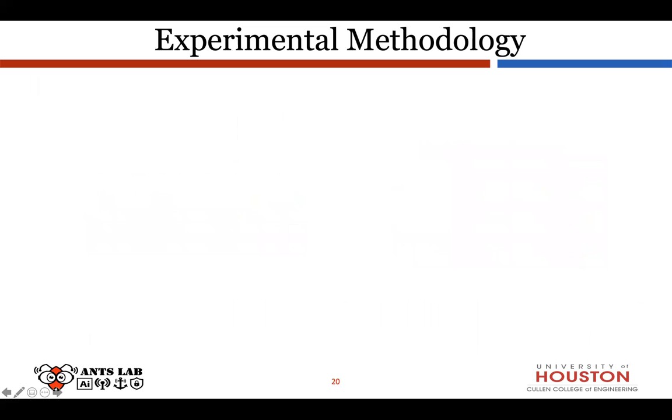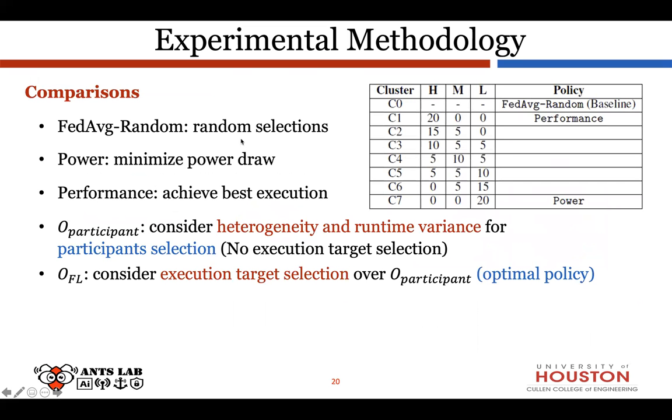Let's move on. The next is comparisons. They compare their algorithm with 5 baselines. The first one is federated average, where they choose the action randomly. This is the C0 setting. They randomly select the number of high-end, mid-end, or low-end devices. The second one is the power one, which aims at minimizing the power draw, so C7 is the power setting. The third one is performance, where we want to achieve the best execution performance, so C1 is the performance one.